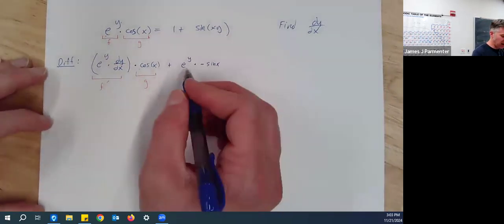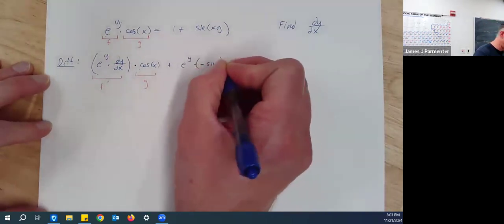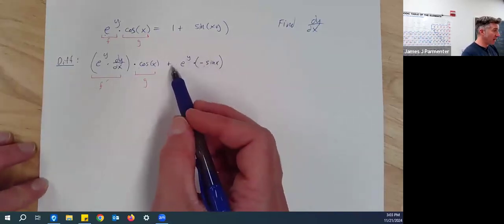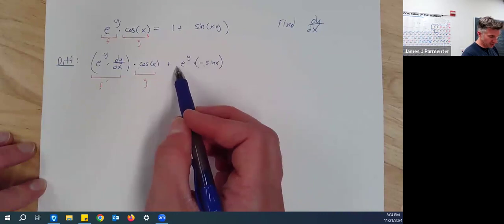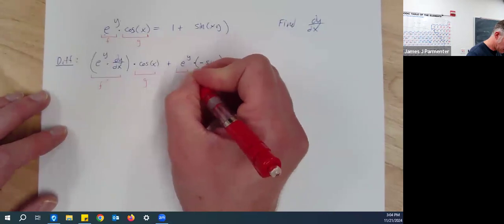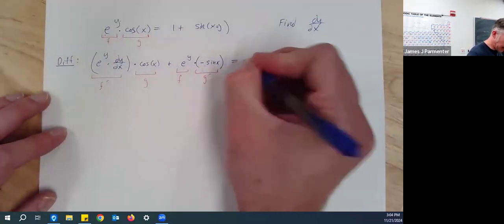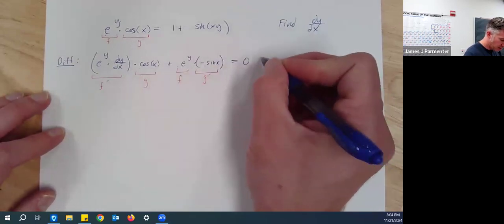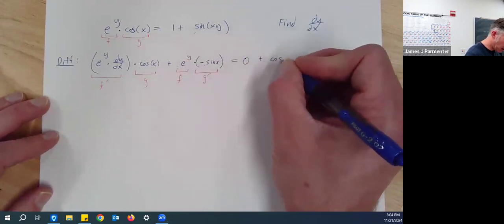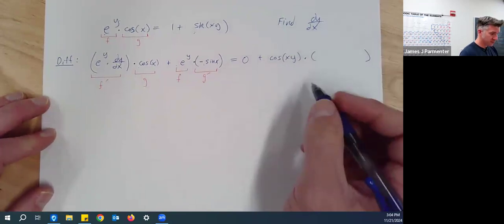So I think it's super important that when you have something times something that happens to have a negative in front of it, we put parentheses around that negative sine of x. And then in the next step, I'd probably put that negative out in front of the e to the y, because something times a negative something just ends up being negative overall. That's my f times g prime. On the right-hand side, the derivative of 1 is 0. The derivative of sine of some stuff is cosine of the stuff times the derivative of the stuff.